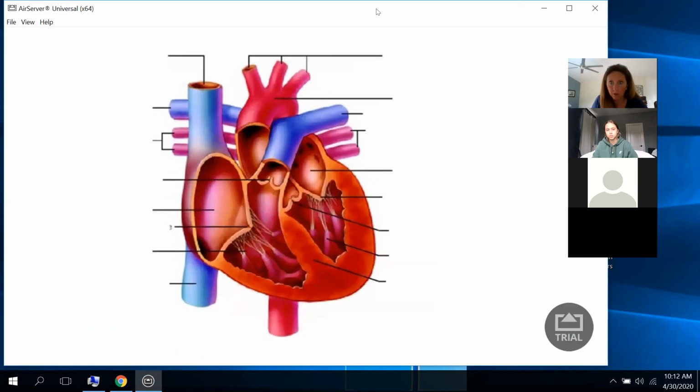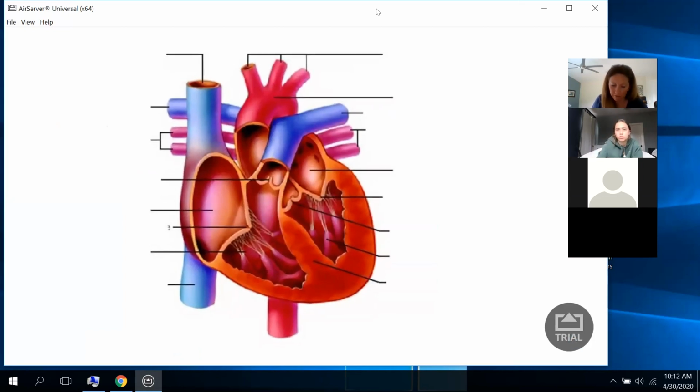So we're gonna start at the top where the blood first enters the heart, and that's gonna be either right here or at the very bottom, which is actually all the same tube. That's one long tube right there. And you see how it's colored blue?